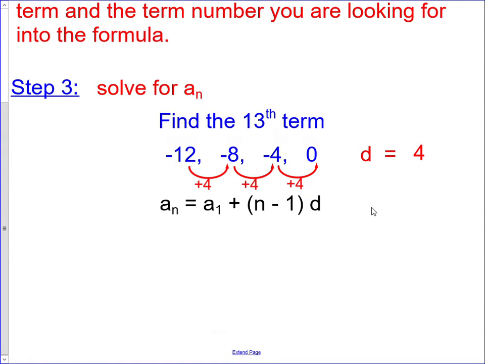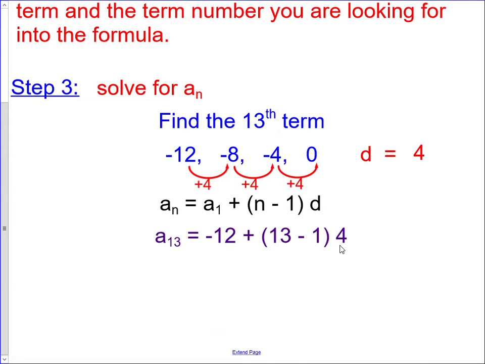Now we know what we need to do. We need to plug each one of these into our formula. N represents the number of the term we're looking for, so we're looking for the 13th term. We'd replace this n with 13 and this n with 13. A sub 1 represents the first term, so we'd plug in negative 12. D represents the common difference, so we'd plug in positive 4. Once we do that, this is what we have: a sub 13 is equal to negative 12 plus the difference of 13 and 1 times 4.